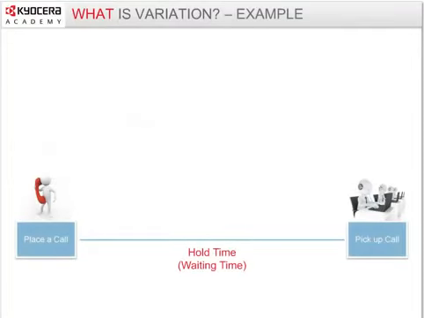For a better understanding, we will use an example in the following, to demonstrate what variation means. In this example, customers are calling the customer support of an online retailer, due to different kinds of service requests. The time it takes, until someone from the call center picks up the call, is called hold time. The hold time represents the waiting time in this process.